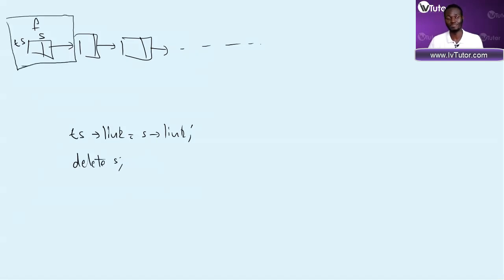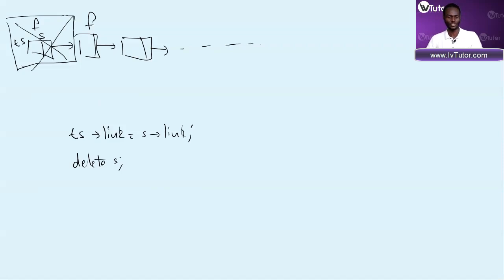Now here's the problem. This is where first is. So if we delete this node, it means the whole list is gone. So in other words, if the first node happens to be the smallest, all we really want to do is just move first to the next node and then delete this node.